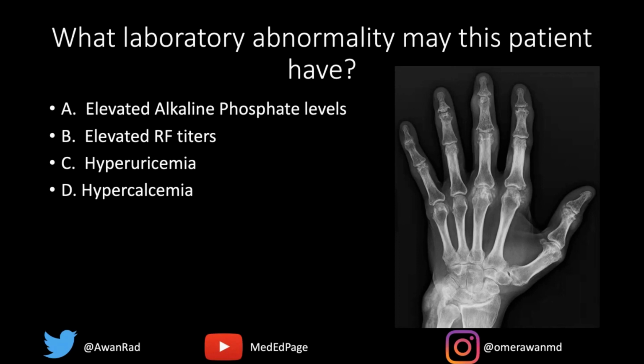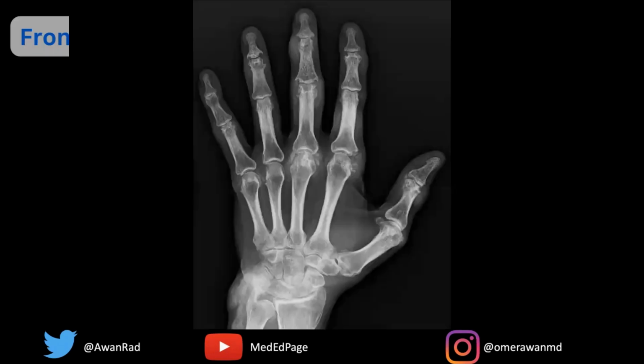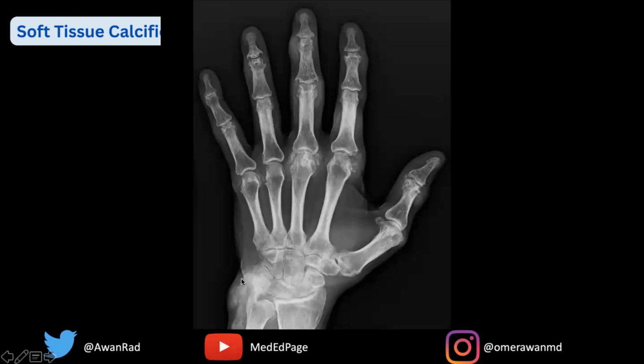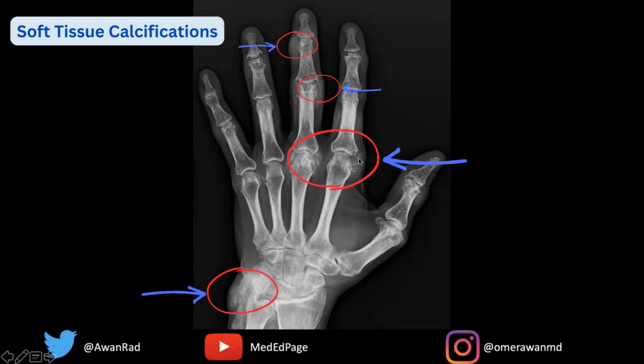If we come back to this frontal view of the hand, notice first of all that there's these soft tissue calcifications, right? There's this soft tissue calcification here at the wrist. There's also other radiodense soft tissue swelling here along the third DIP joint, the third PIP joint, even here, the second and third MCP joint. So these are all tophi. These are all calcified tophi in the hand.